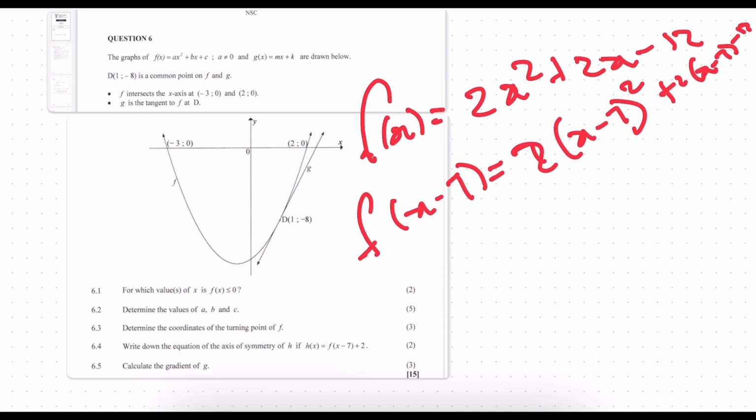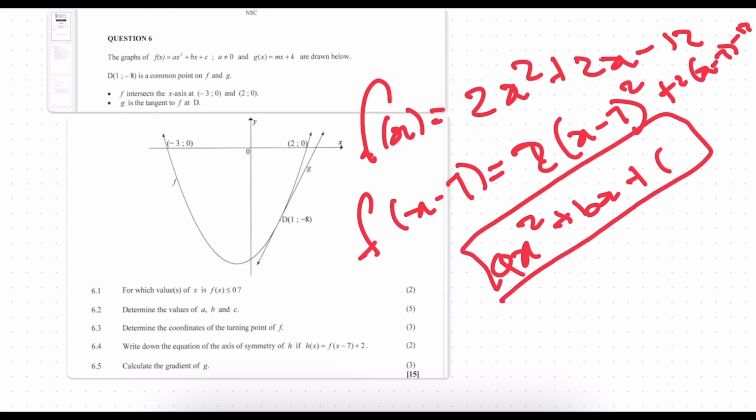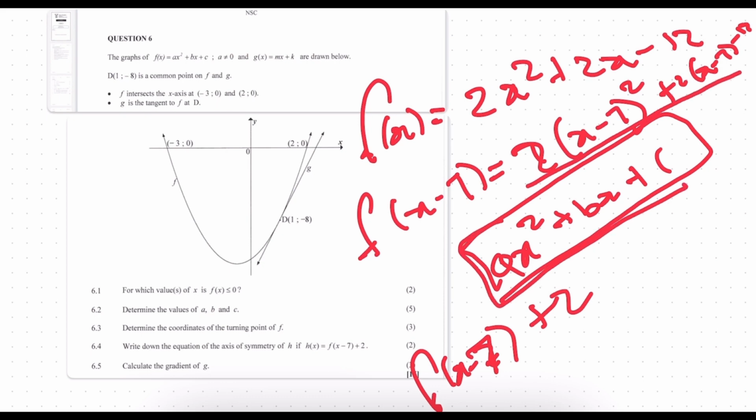Then you rearrange this such that it turns into a form of ax squared plus bx plus c, right? Then you'll be like, okay, now you have this. Then you'll be like, again, what is f at x minus 7? f at x minus 7 plus 2. So that means in this equation, after rearranging this, you add a 2 again. And then from that equation, you'll now be having your h at x, right? Your h at x in a form of ax squared plus bx plus c.